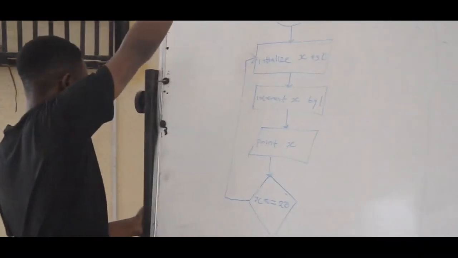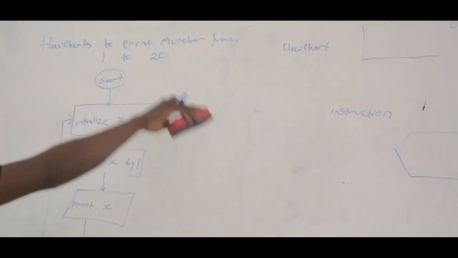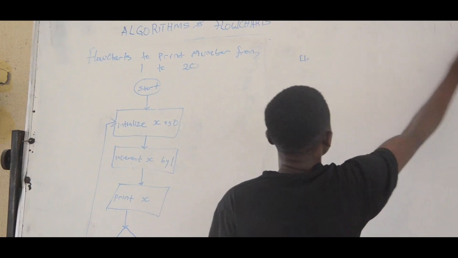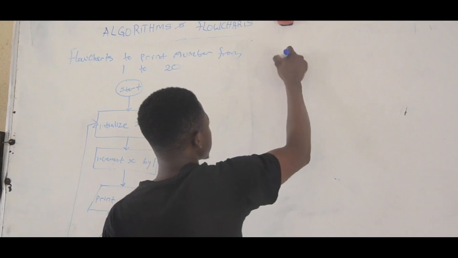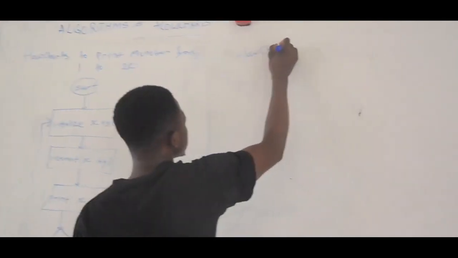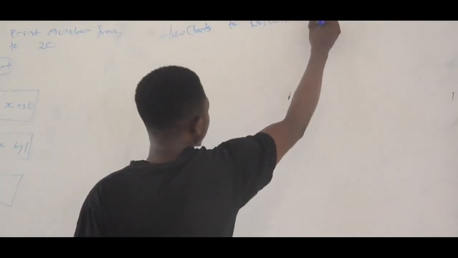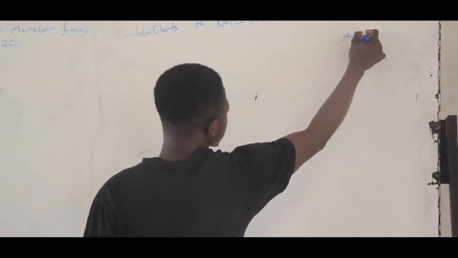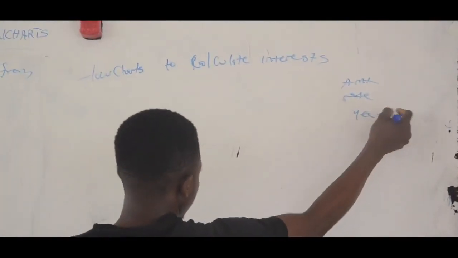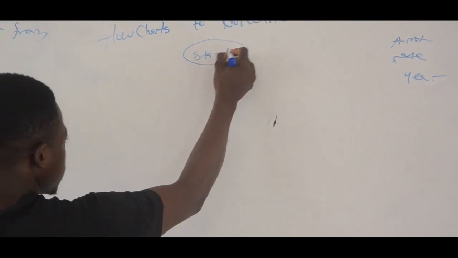I think the other time we still discussed something like interest. Yeah, we did something like interest. So now, flowchart: calculate interest. The other time we said the amount is very essential, the rate and the year. We said those are very essential. So what you have to do is start. Yes, so I said we start with an oval shape. Don't forget it's not a circle.